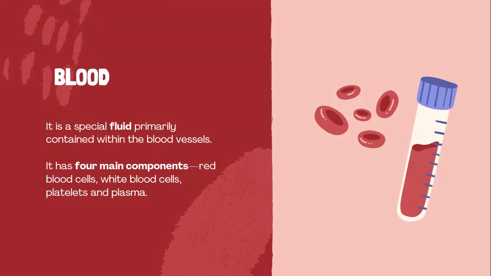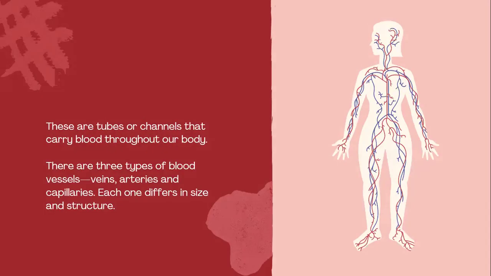So, what is blood? It's a special fluid primarily contained within the blood vessels. Blood has four main components: red blood cells, white blood cells, platelets, and plasma. Blood is transported throughout the body through veins, arteries, and capillaries. Those tubes or channels differ in size and structure.